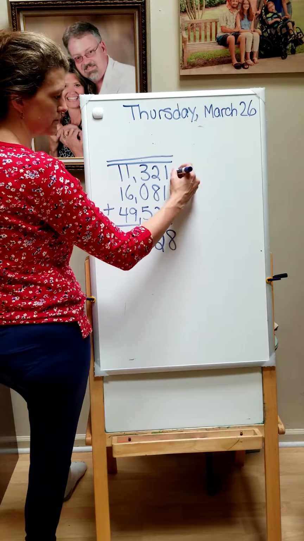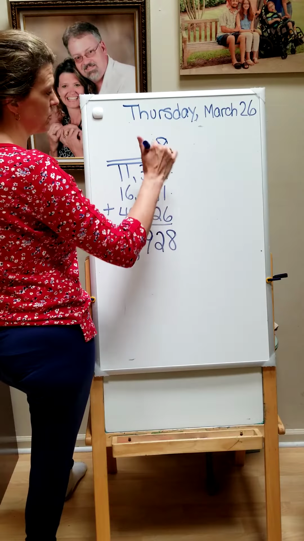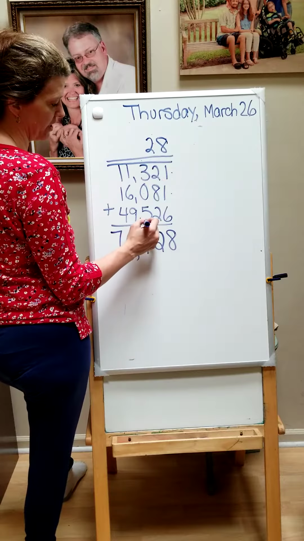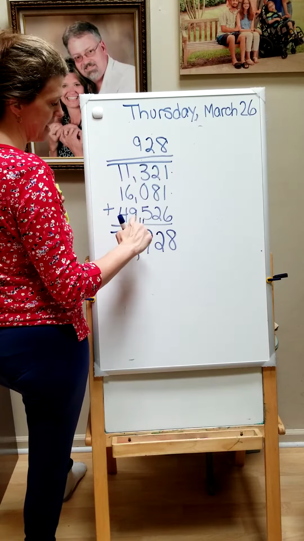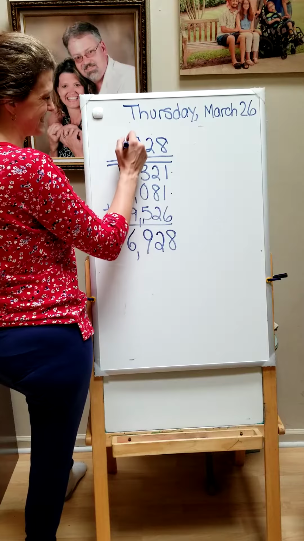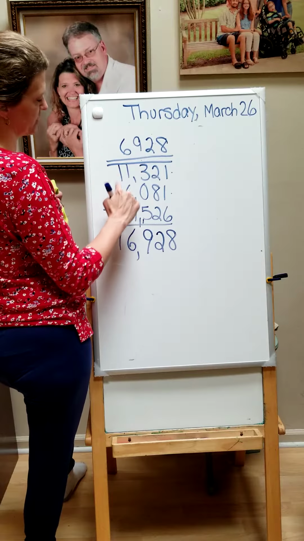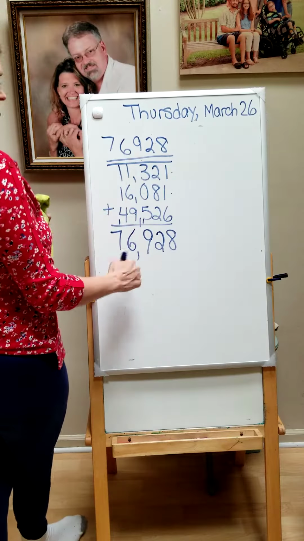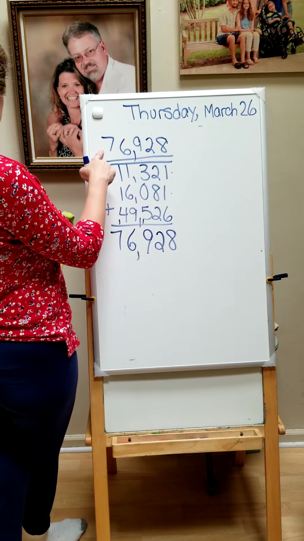6 plus 1, 7 plus 1, 8. 2 plus 8, 10 plus 2, 12. Put a 2, and then you're carrying your 1. 1 plus 5, 6 plus 3, 9. 9 plus 6, 15 plus 1, 16. Put a 6, carry your 1. 1 plus 4 is 5, plus 1 plus 2 is 7. So we have the same thing, 76,928 down here and here.